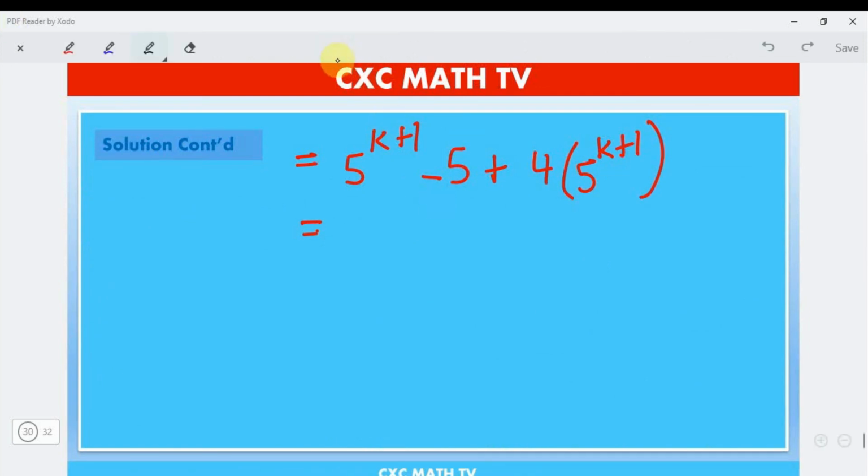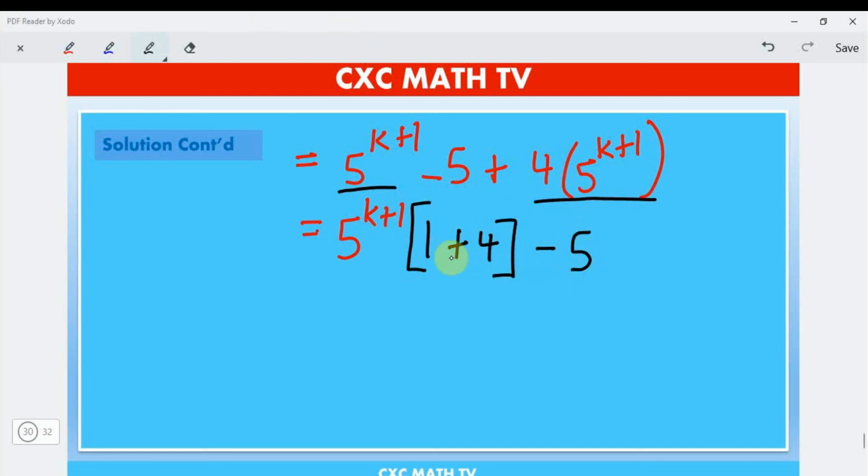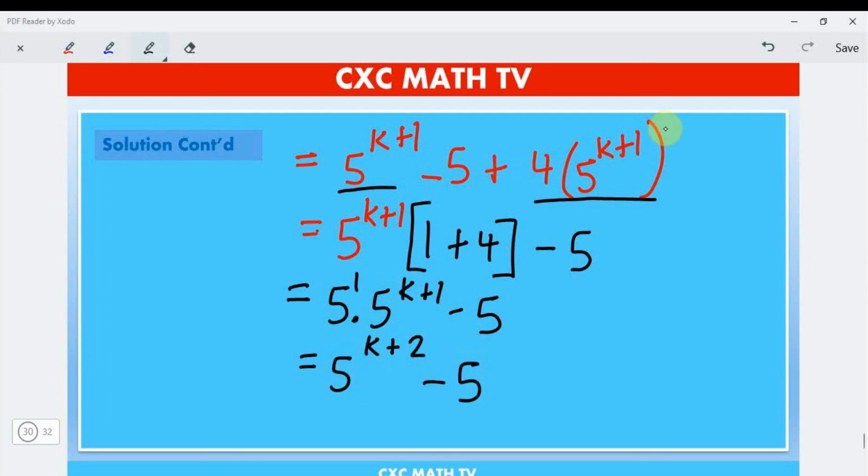So look what we're going to do. We're going to factor out 5 to the k plus 1 from these two terms. Factoring out 5 to the k plus 1, we're left with 1 plus 4, then we put our minus 5. Now 1 plus 4 is 5, so we're left with 5 times 5 to the k plus 1 minus 5. But 5 is really 5 to the 1, and when the bases are the same, we add the powers. So we get 5 to the k plus 2 minus 5.